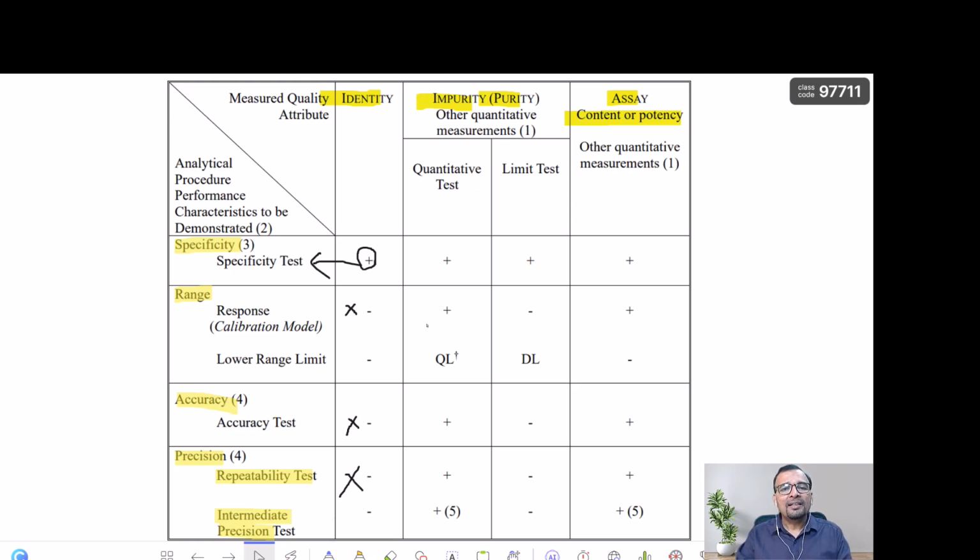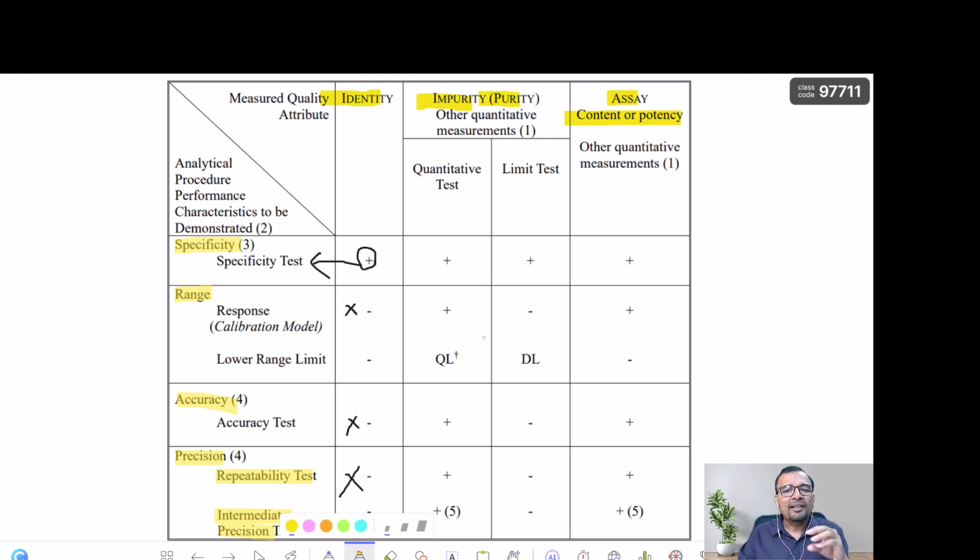The second type of test procedure could be an impurity test, like related substances. It could be about other quantitative measurements like residual solvent. It could be elemental impurities. So those fall under the impurity analysis part. So what are the important performance characteristics that need to be studied as a part of the impurity test?